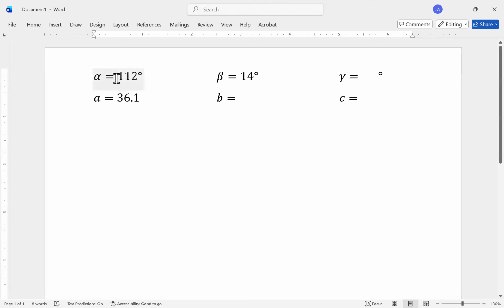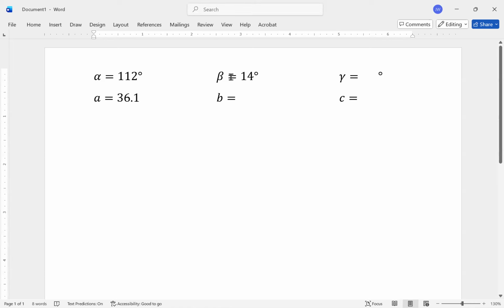Now I'm going to lay out my answers like this. Alpha is 112 degrees, A is 36.1, beta is 14 degrees, B is unknown, gamma is unknown right now, and C is unknown. So in order to solve this triangle, I have to find B, gamma, and C. It doesn't matter what order I do that in exactly, but there is a convention that I always do.